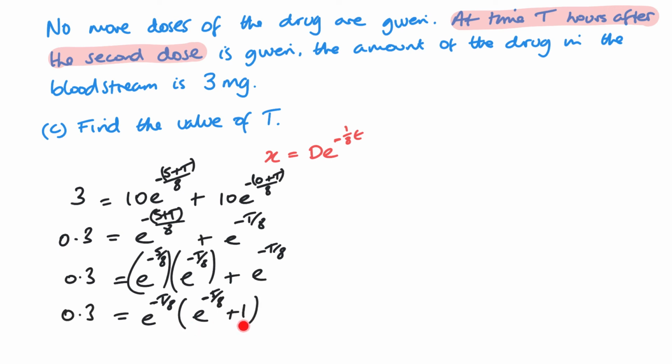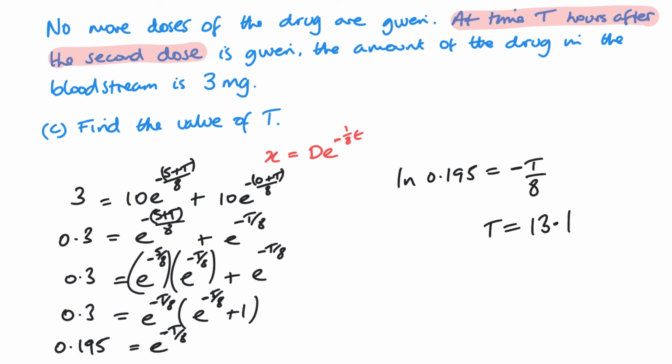I now need to divide by this bracket. So 0.3 divided by e to the minus 5 over 8 plus 1 will give me 0.195, to 3 decimal places at this point. You should recognize this value. And taking logs of both sides, I will get this, and multiplying by minus 8 will give me t equals 13.1.